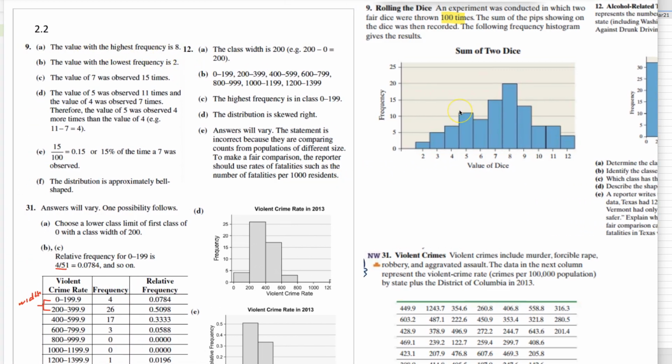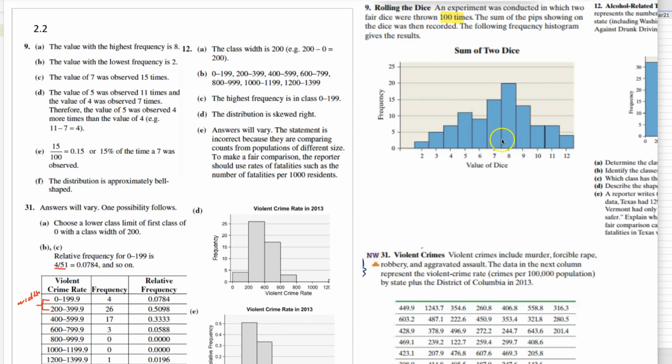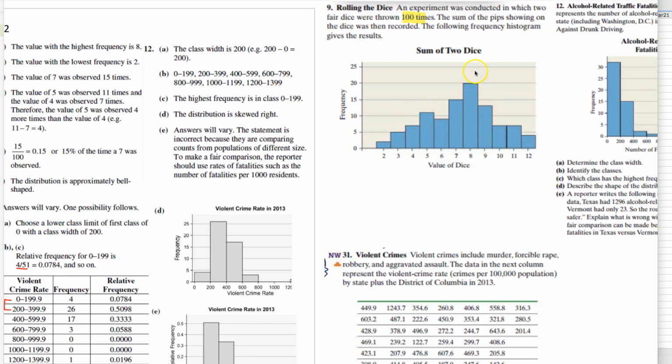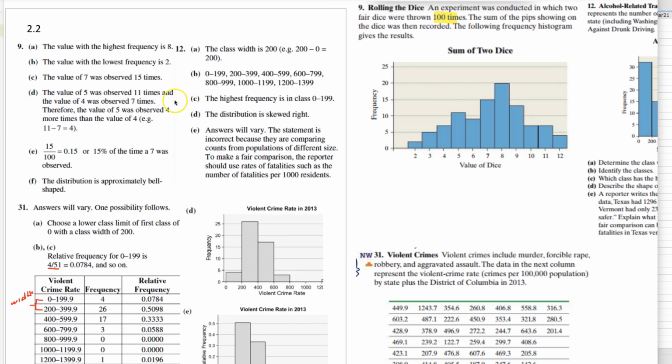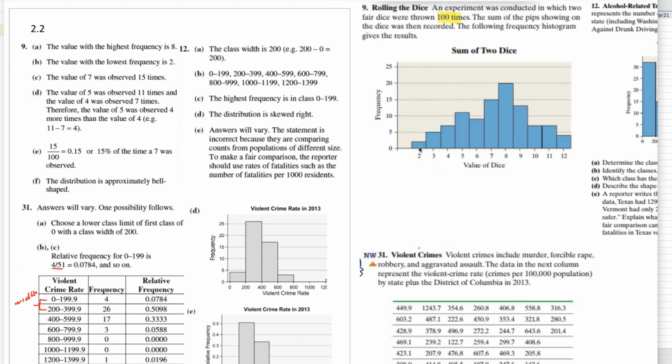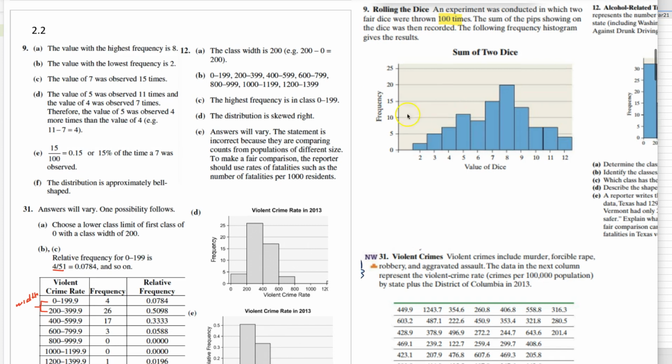What value has the highest frequency? The one with the highest frequency is 8. That means 8 was rolled the most, around 20 times. The lowest frequency is 2, which means 2 was rolled 2 or 3 times. The value of 7 was observed 15 times. That's why the height of the bar tells you, again, how often it occurred, frequency.